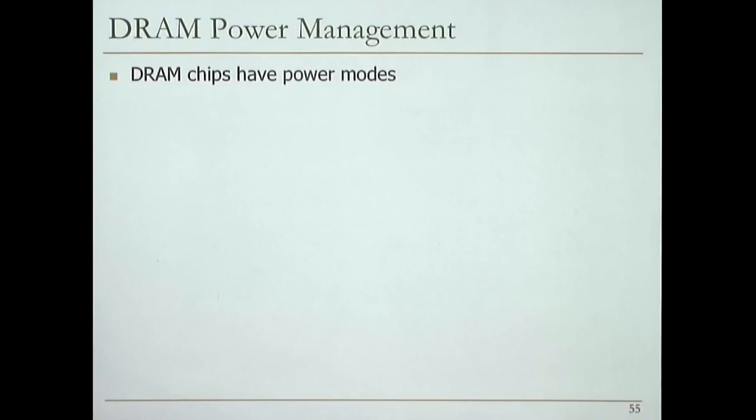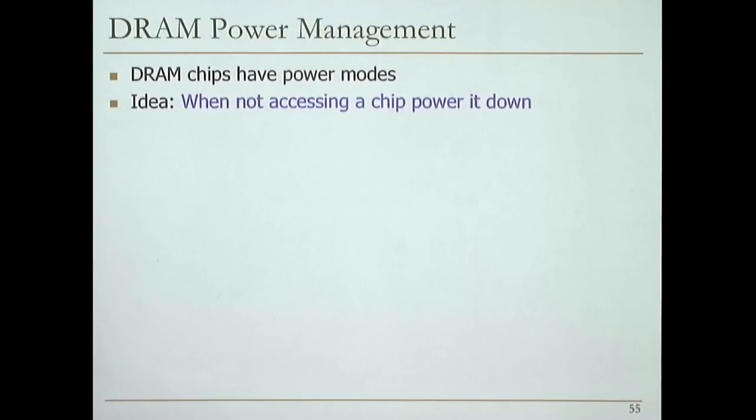OK, let's talk about power management, because this is related to the row buffer also. If the row buffers are active, they're consuming power. But in addition to that, DRAM chips have some other power modes. Unfortunately, maybe not enough power modes today. Basically, the idea is when you're not accessing a chip, power it down. Closing the row buffer is one example of powering it down, reducing at least part of the energy that you spend. And modern memory controllers close the row buffer if they don't see accesses for a while.